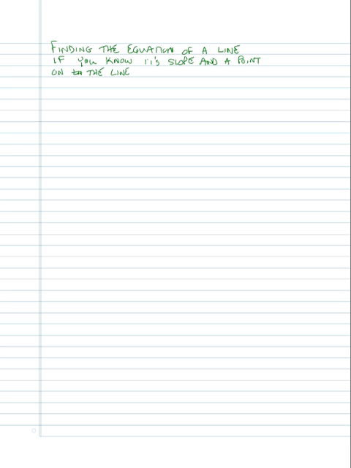Here's the idea. In this example, we're going to say find the equation of the line with slope 1/2 that goes through the point (-2, 0).